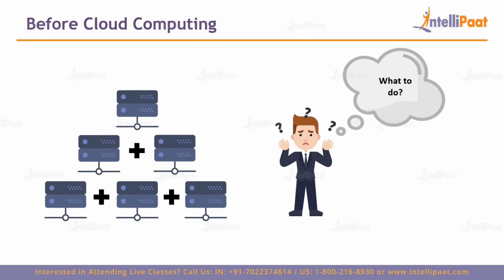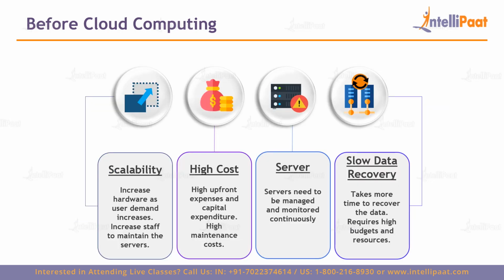And finally, what if there are 1,000 users right now? Now again, he'll have to go and buy 3 more servers, configure them, and then put them back to use. So right now, what was the problem with the on-premise setup? Okay, first, scalability. Increase hardware as user demand increases, increase staff to maintain the servers.